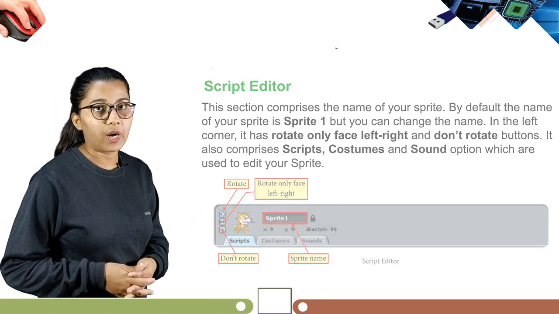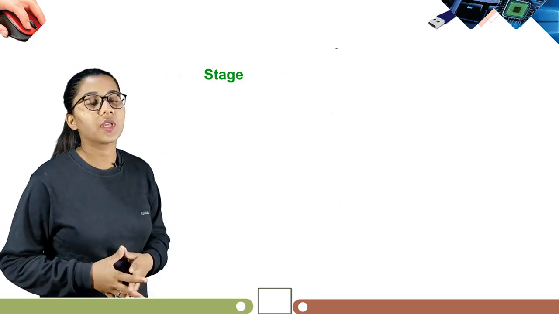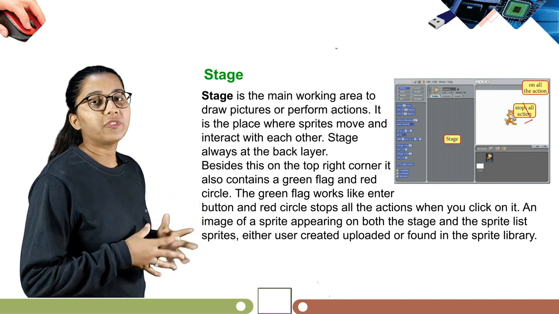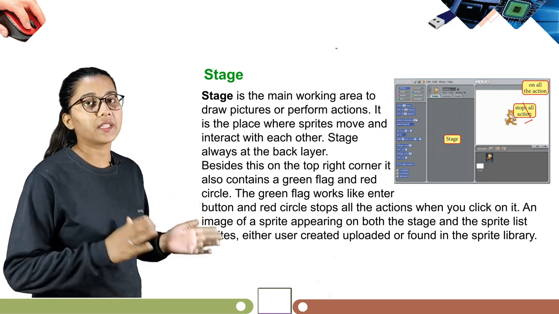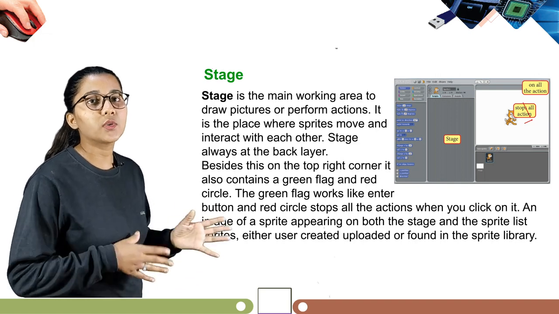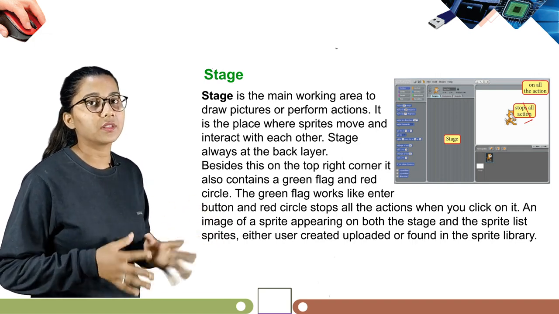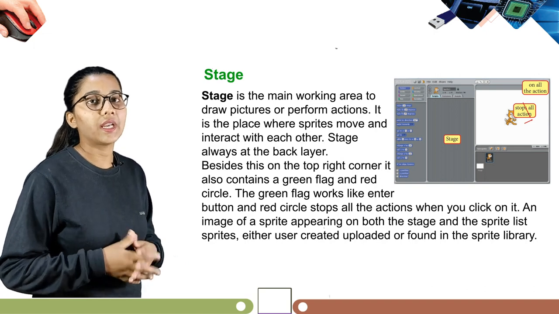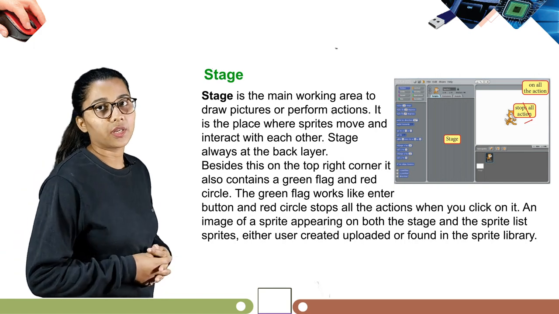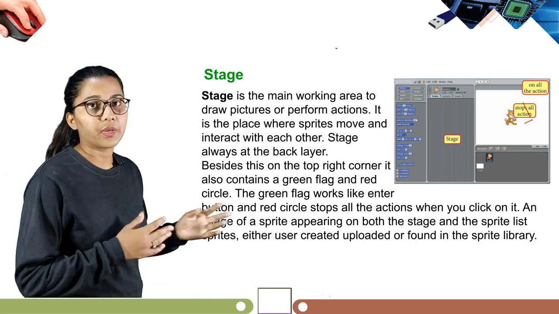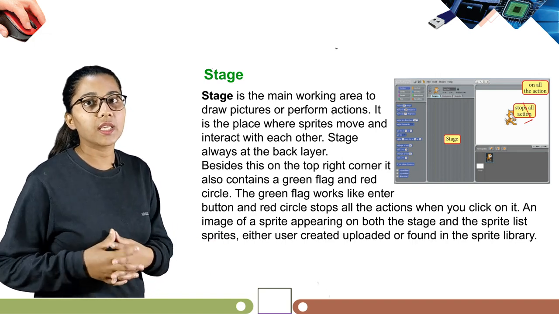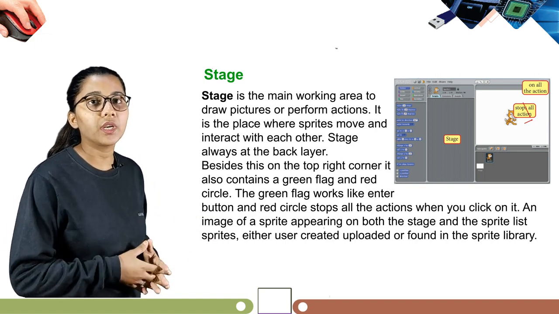Now students, let's learn about stage in detail. Stage is the main working area to draw pictures or perform actions. Stage is always at the back layer. Besides this, on the top right corner, it also contains a green flag and red circle. The green flag works like an enter button and the red circle stops all the actions when you click on it. An image of a sprite appears on both the stage and the sprite list; sprites are either user created, uploaded or found in the sprite library.